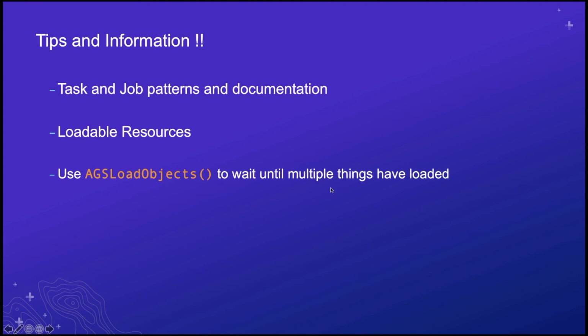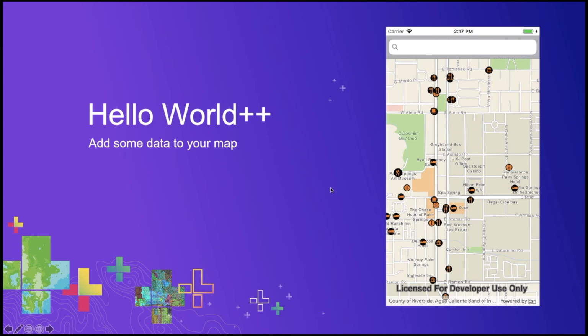Also loadable resources. A lot of what we work with in the runtime is asynchronous. It's remote. It takes a while to get a response from it. And we have a very strong loadable pattern that we make use of internally within the runtime to make sure you don't have to worry about things that are dependent upon one another, but also gives you great control over loading those things and waiting on dependencies yourself. We have a convenience method as well called ArcGIS load objects that will load a bunch of loadable things together so that you only have to make one call to wait for many things to be ready.